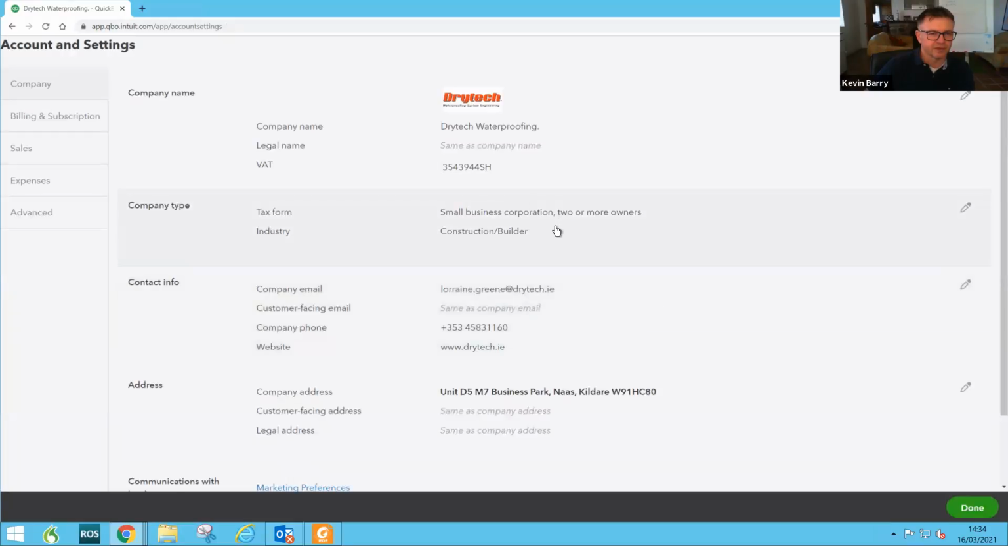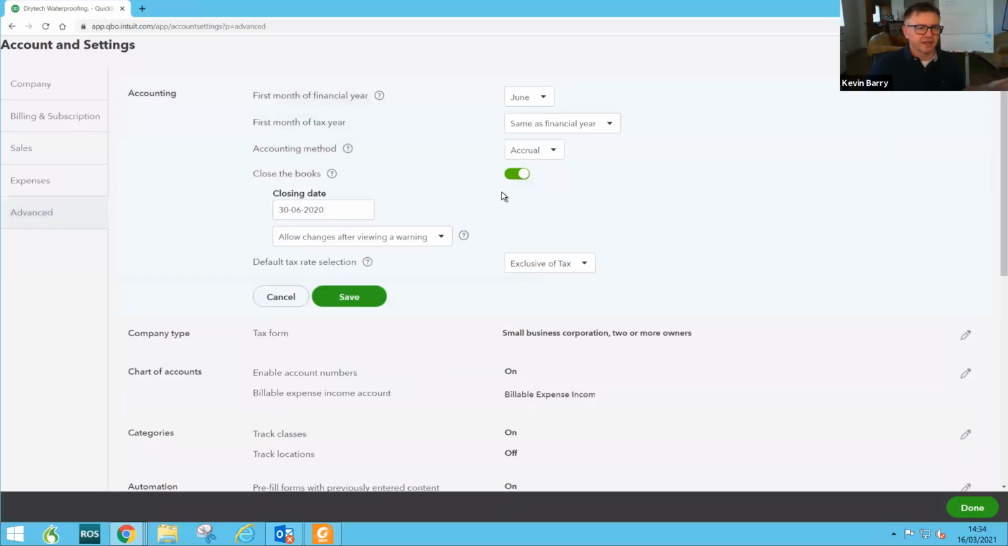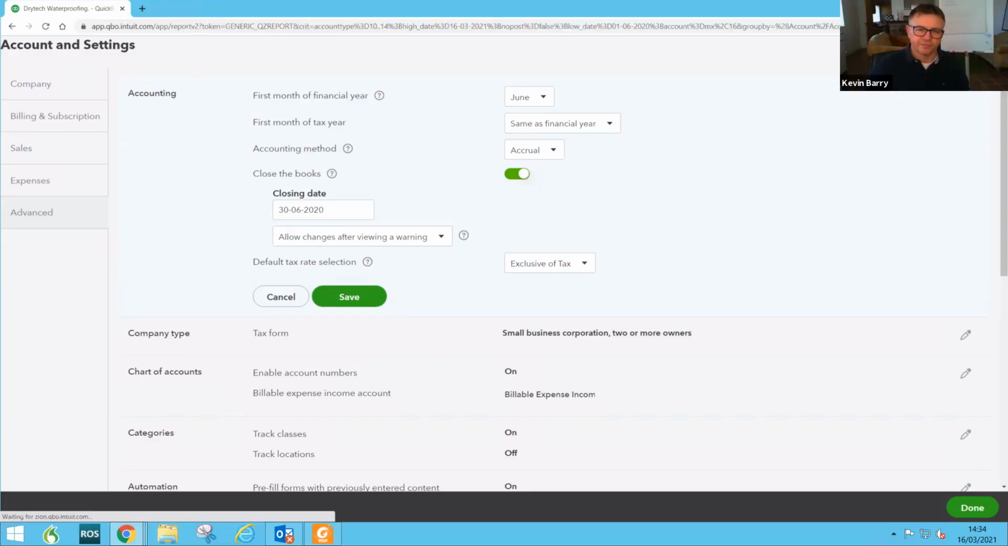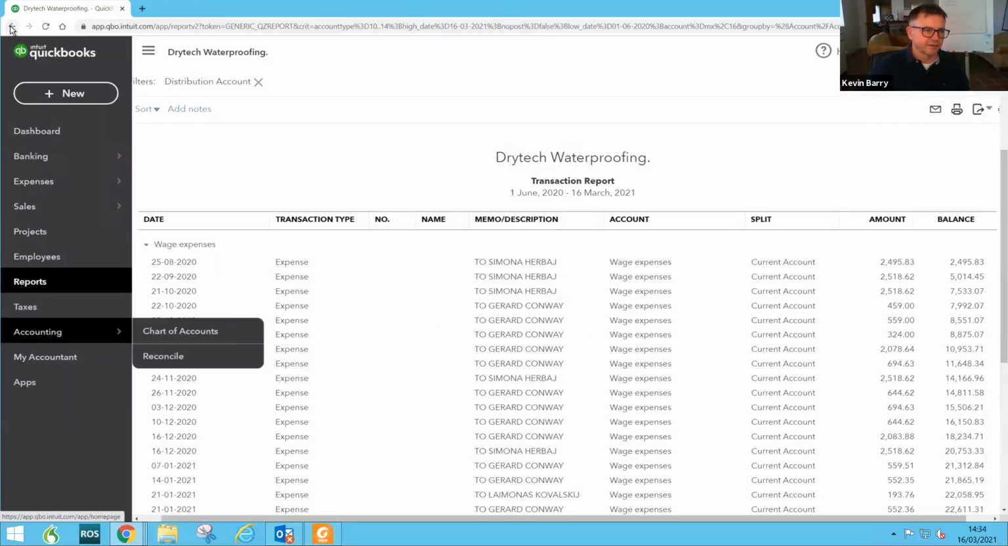So I'm just going to come to something here, advanced, I think. Your year end was 30th of June 2020. Maybe you haven't done the accounts for that year yet, so I wouldn't close the books yet if it's tidy up. What you do is just click here and unclick that. It allows us to make changes back there without it saying, oh, you changed it, you changed it, you changed it. All right. So that's one of the items there.